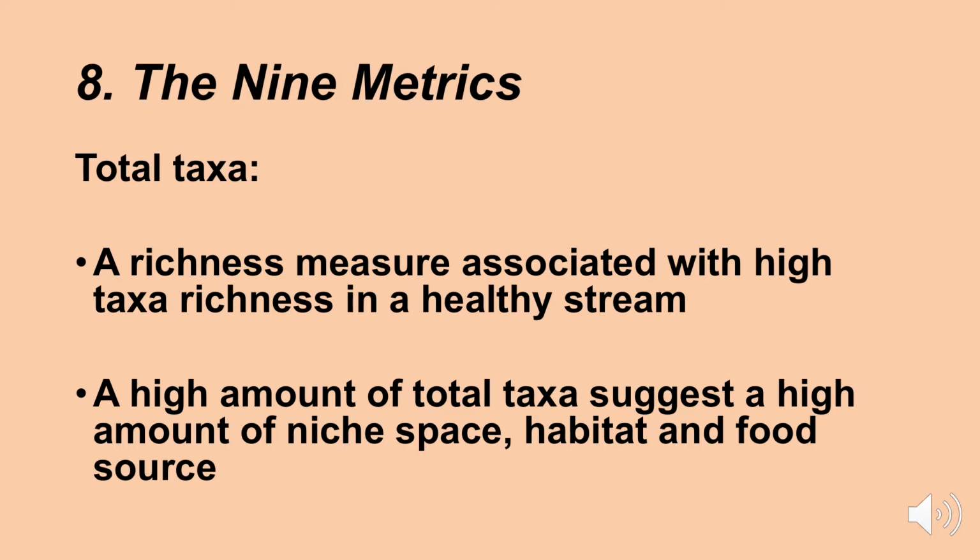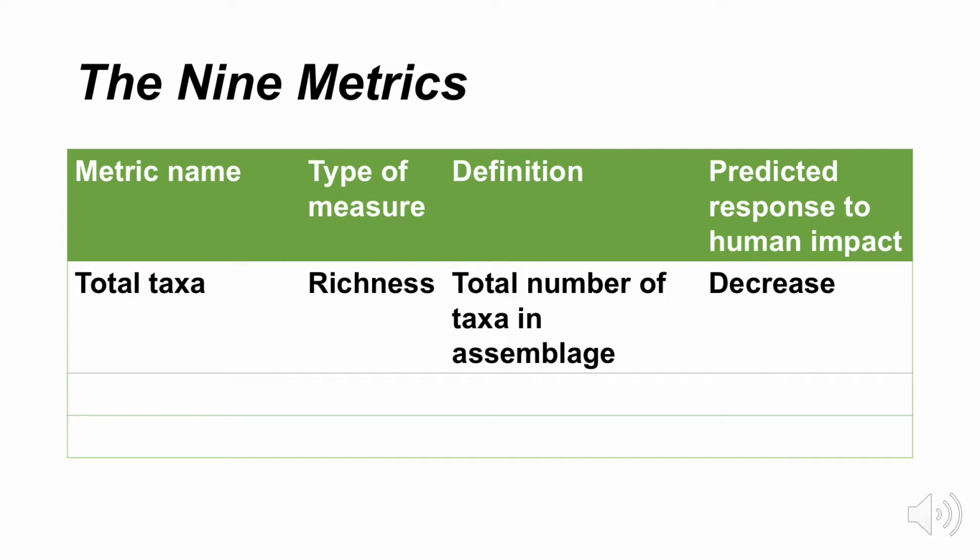macroinvertebrate population. In a table form, the metric is total taxa. The type of measure is how rich is the biological or the benthic macroinvertebrate community. The definition of total taxa is the total number of taxa in the assemblage or in the sample that is taken. And the predicted response to human impact: total taxa decrease with greater human impact.